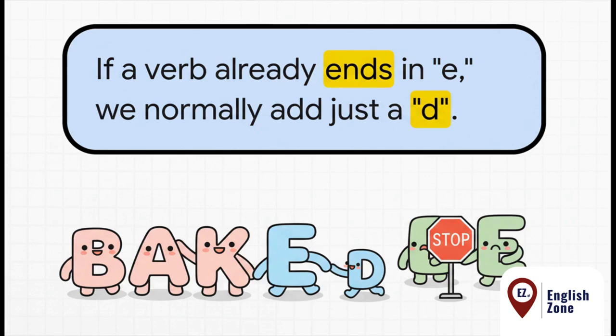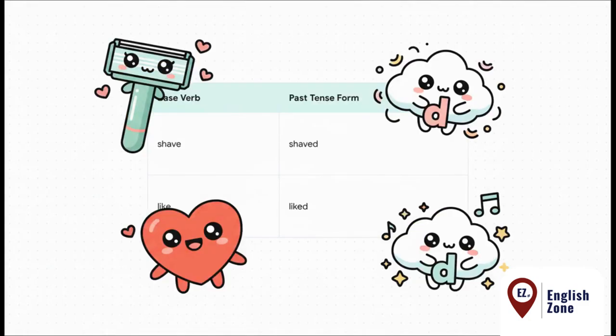English takes a little shortcut here. If your verb already ends in E, you just pop a D on the end. That's it. Check out these examples. Shave becomes shaved, and like becomes liked. You know, like I liked to play basketball when I was in high school. See? Just add the D and you're all set.